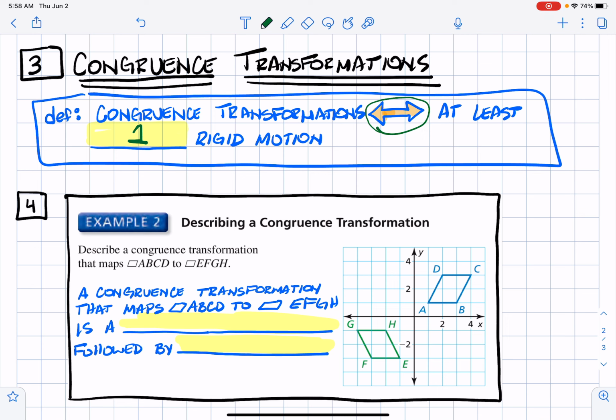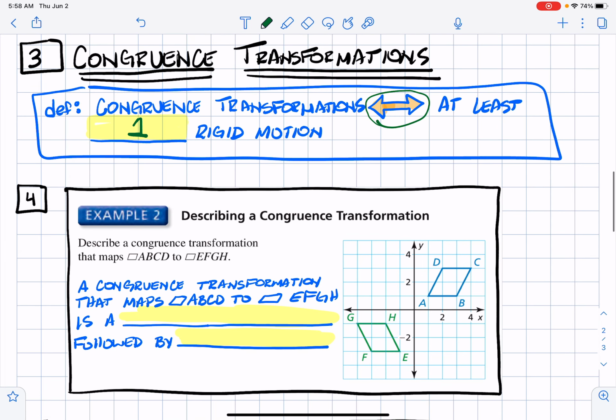Okay, so let's take a look at box number 4. It says describe a congruence transformation that maps quadrilateral ABCD onto EFGH. All right, so I am trying to get this quadrilateral here to map onto this quadrilateral here, and it wants me to do a description of that. So I have to think, how can I get this figure here to look like this figure over there? Well, the first thing that you can do, I'll do it in different stages for you, is sort of do a reflection over the y-axis.